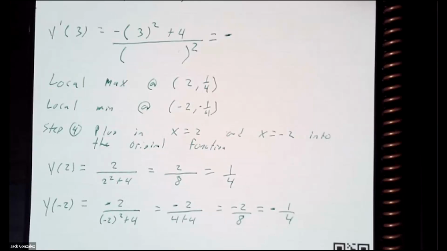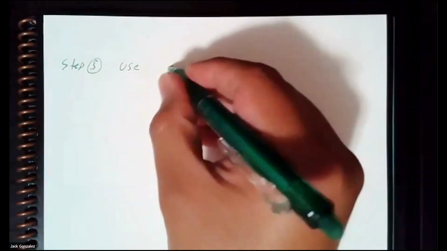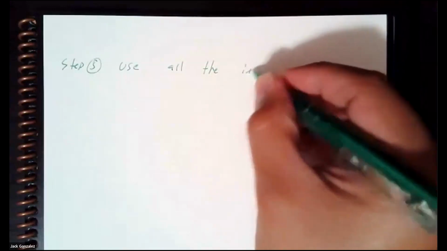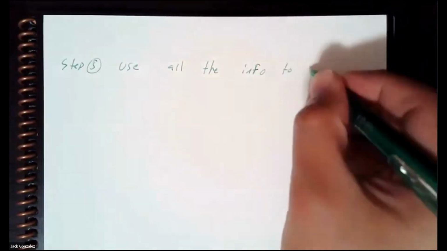Well, we've been doing a lot of nonsense for a bit here. So what are we doing? We are finding the intercepts, the max and mins, local max, local minimums. That should be enough to sketch. All right. Use all the info to sketch.